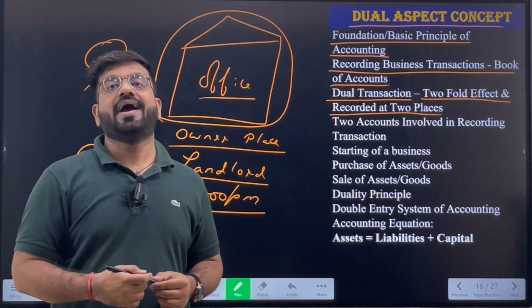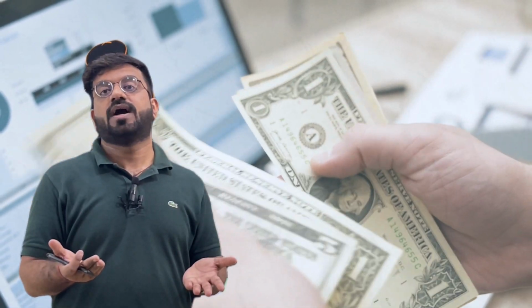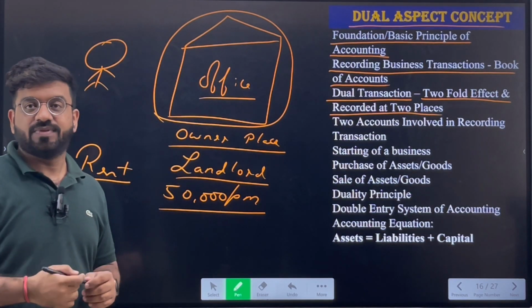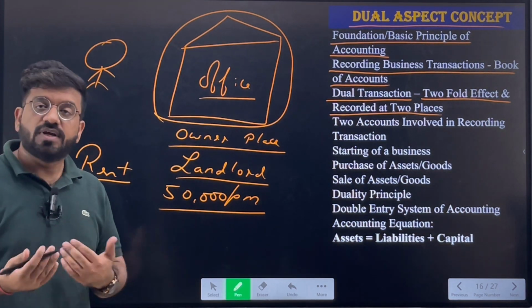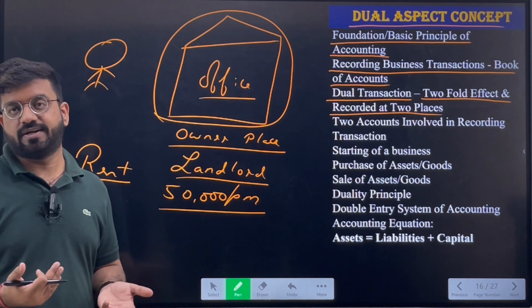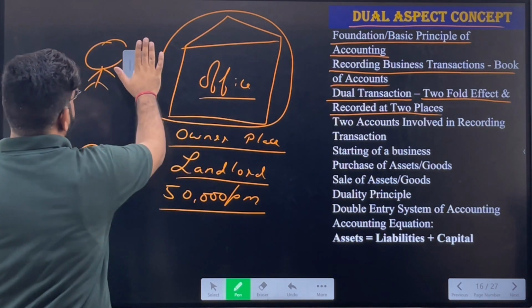Okay, so I am paying 50,000, that is, I am giving him 50,000 rupees in cash in order to avail that facility, in order to avail that business place. In order to have that office, I have to pay him the amount. So what am I getting? I am getting the services of using the place that a landlord has, for which I am paying him 50,000 rupees. So every transaction involves the give and take facility. Okay, let's see another example.